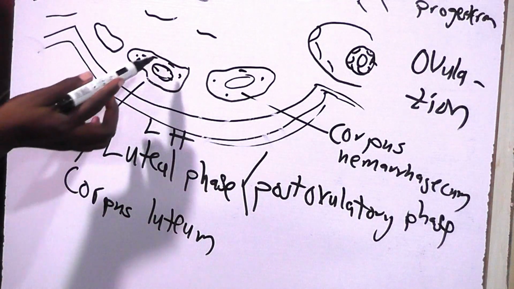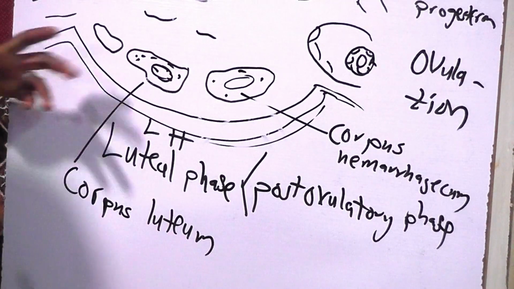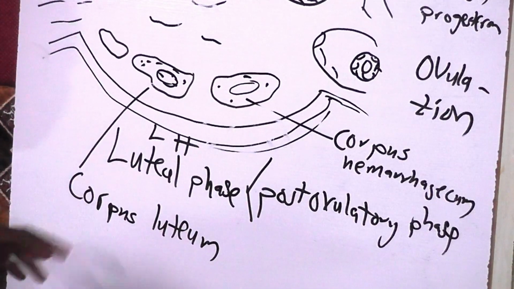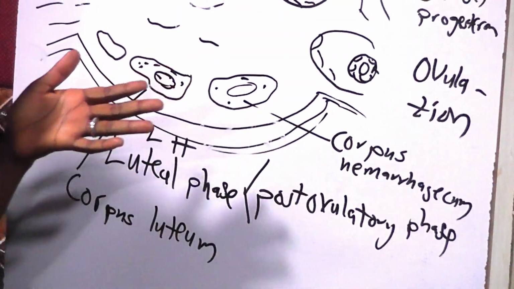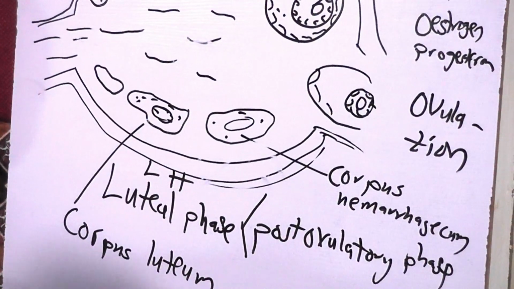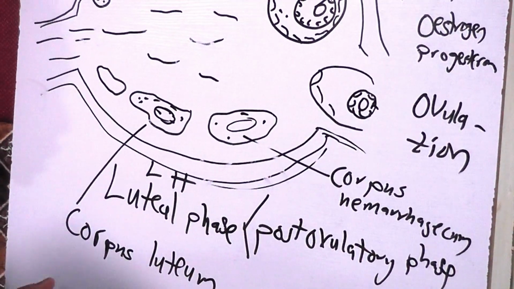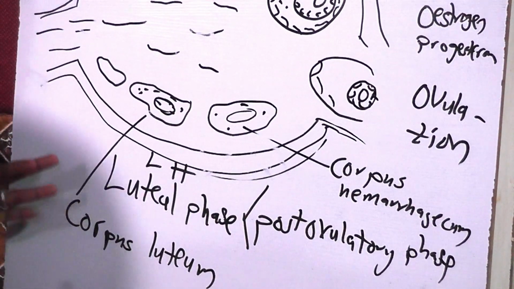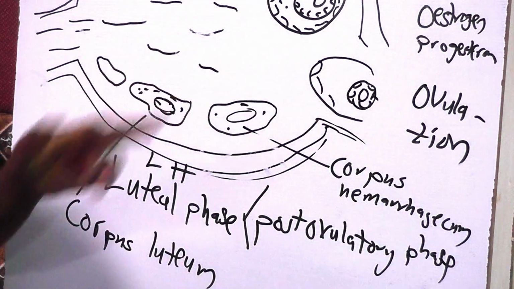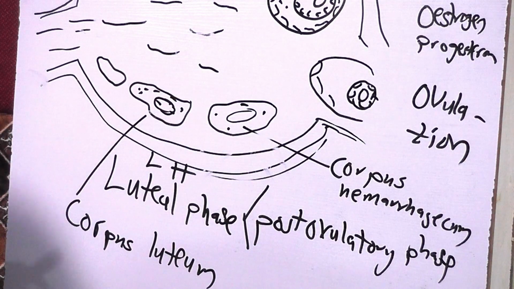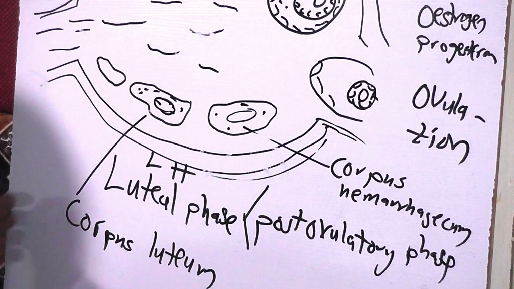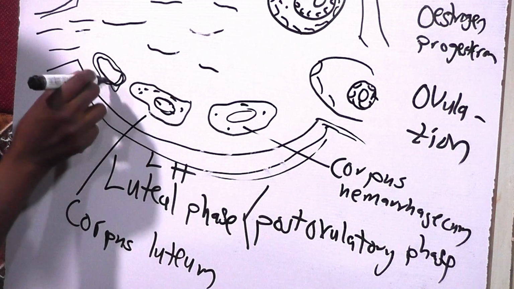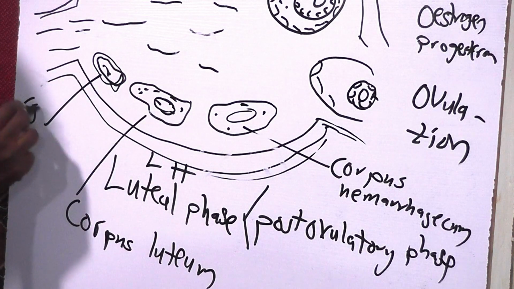Now, when fertilization occurs, the corpus luteum continues to produce this high level of progesterone so that the pregnancy can be sustained for a time until the placenta is formed and it can perform its function of formation of the progesterone. When there is no fertilization, the corpus luteum degenerates. It undergoes physical changes. It degenerates and becomes corpus albicans.